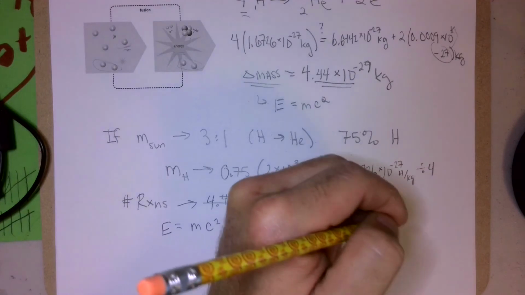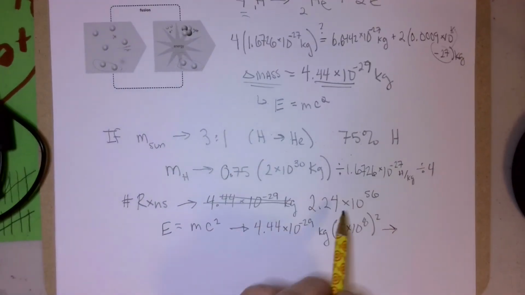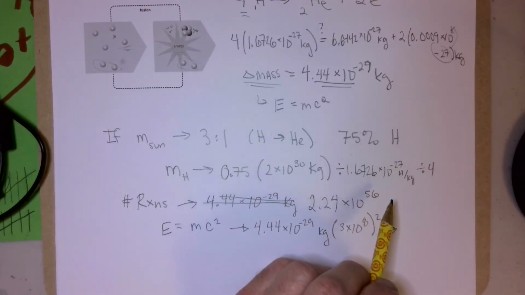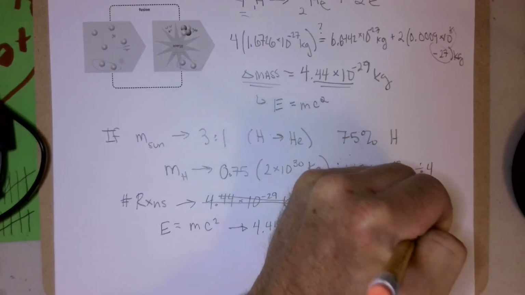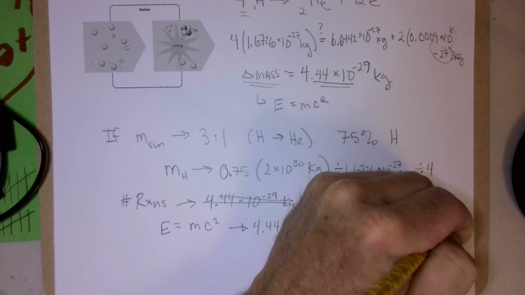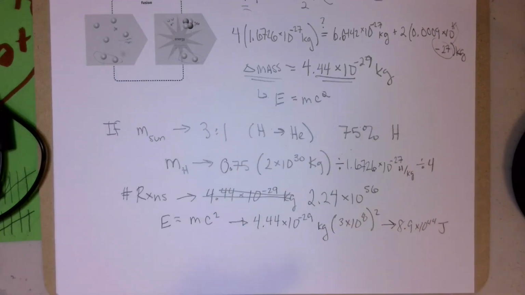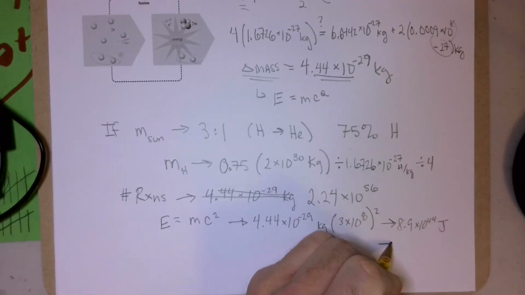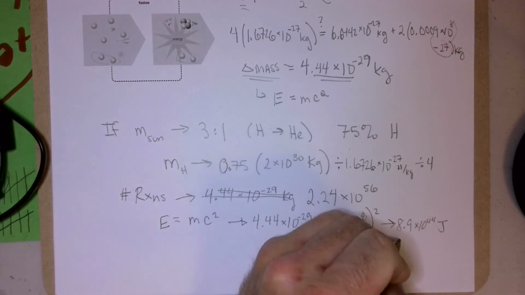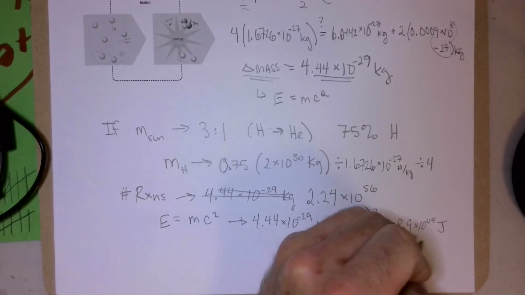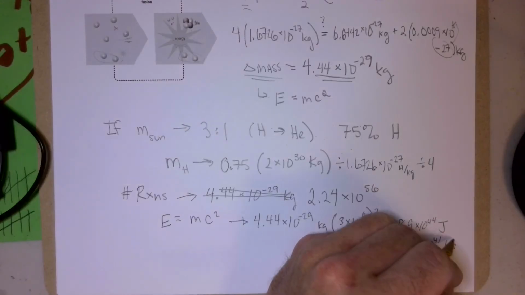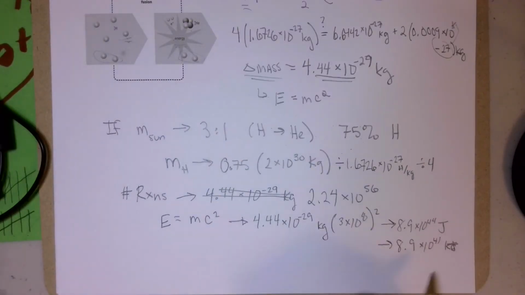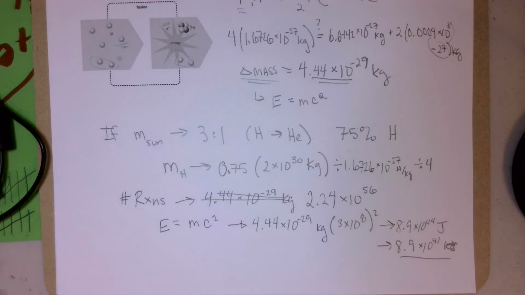So I'm going to get a small number there, but when I multiply it by the number of reactions, I'm going to get a large number. So I'm going to get 8.9 times 10 to the 44th joules, which is massive. And if I change that to kilojoules, I get 8.9 times 10 to the 41st kilojoules. So that's how much energy the sun has to emit.